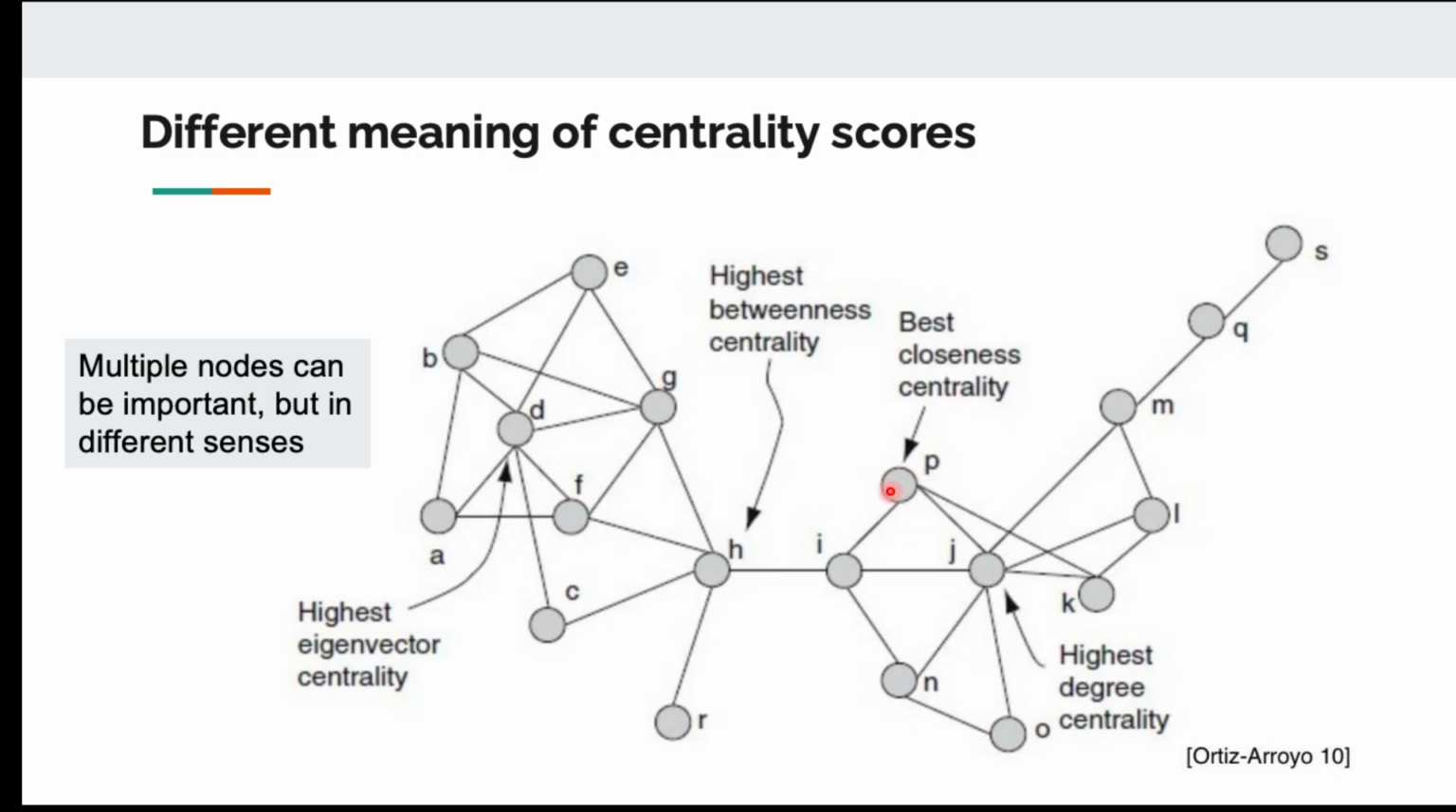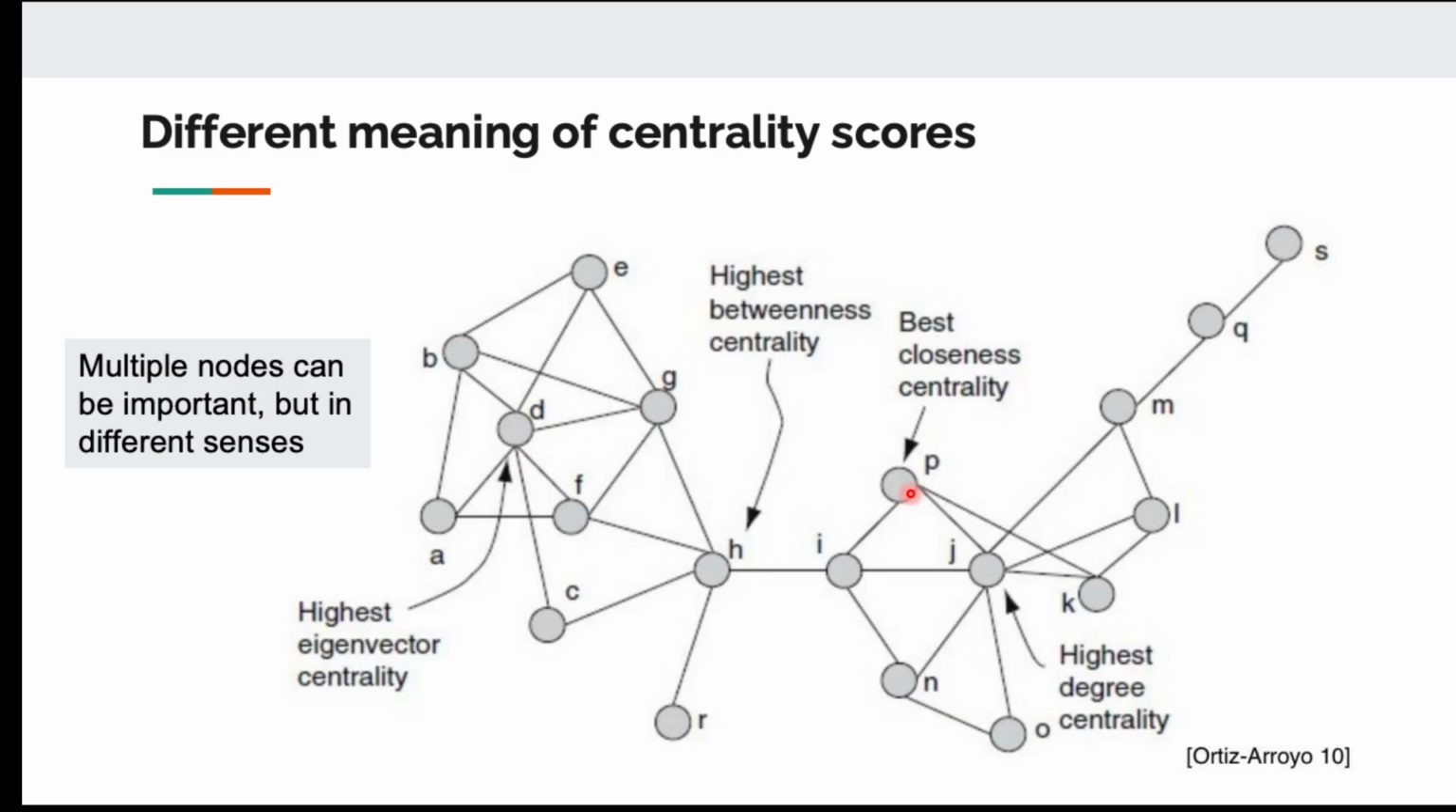So closeness centrality is sometimes difficult to see, because from the structure, we can see H and I easily as a bridge between two halves of the network, and we can see node J having the highest degree because we can count. But for closeness, it has to be the one that can connect to everything with the shortest distance, which sometimes can be difficult to see.